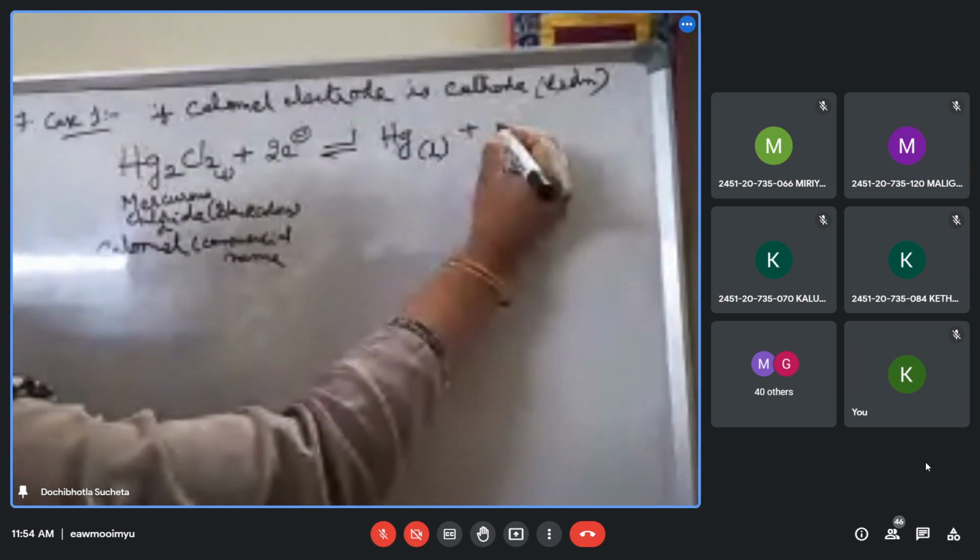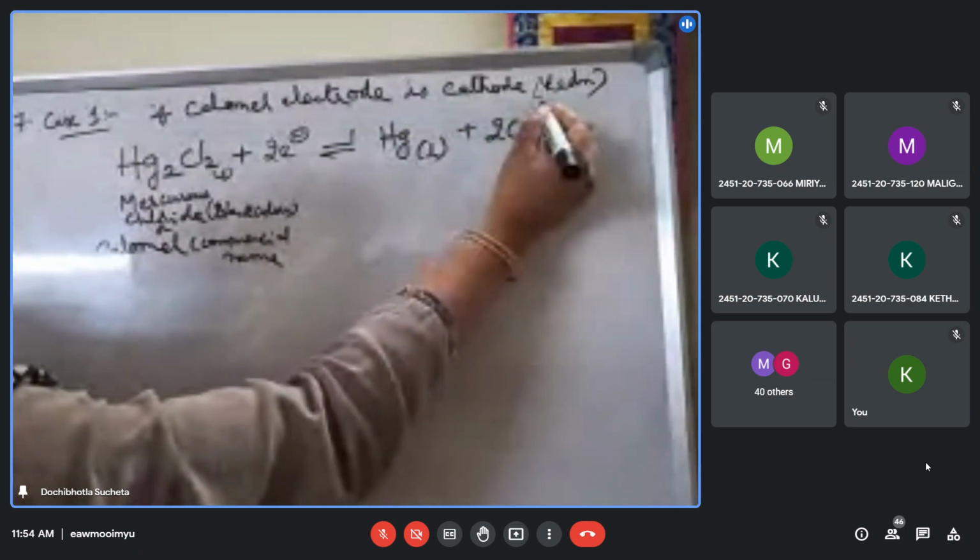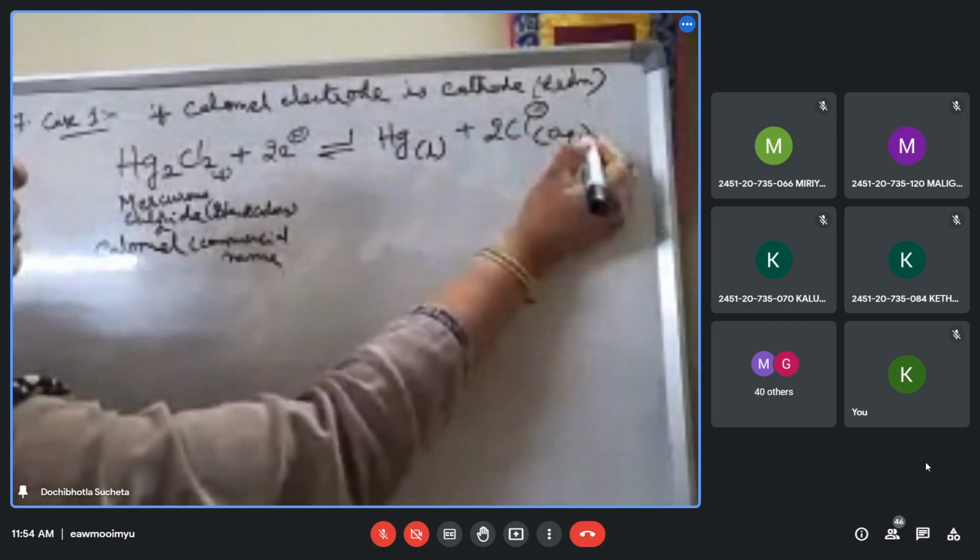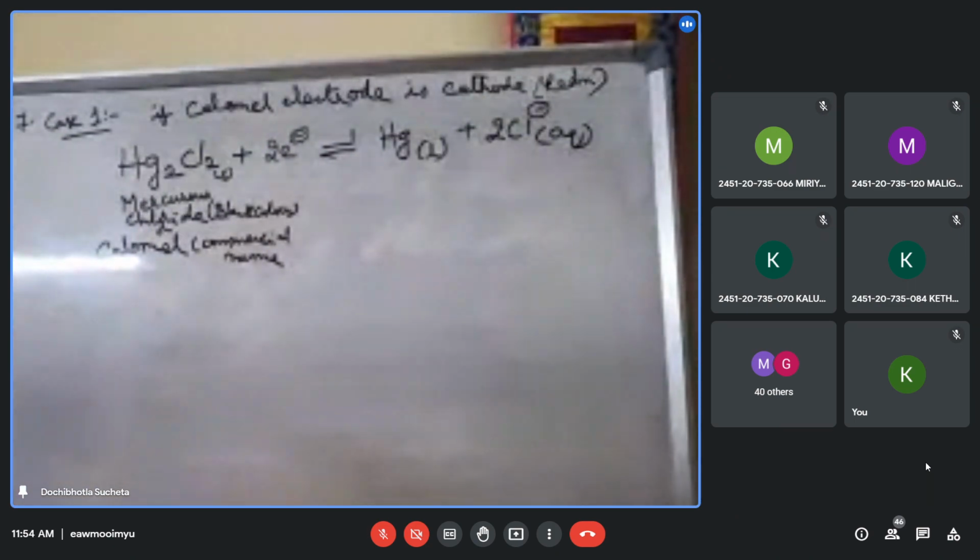plus 2Cl minus, that is aqueous. Fine. Whatever I've written on the board, is it clear, understood? Is it a reduction reaction? Correct. It's a reduction reaction.